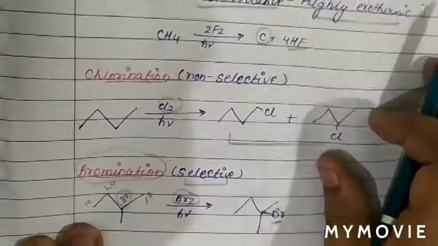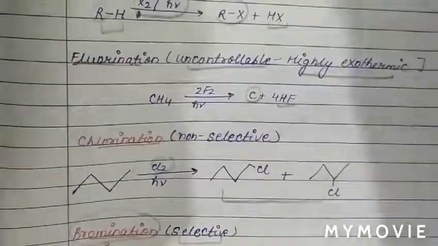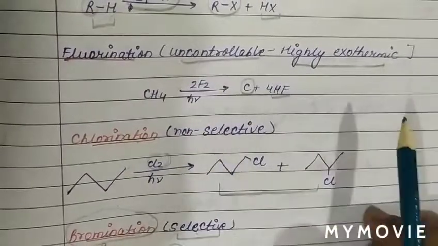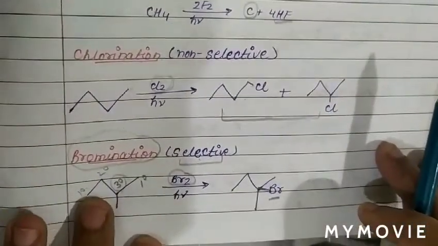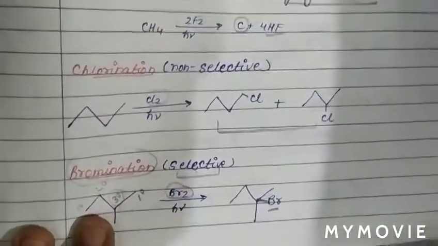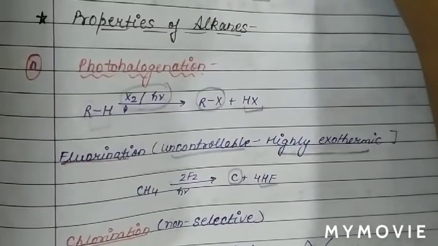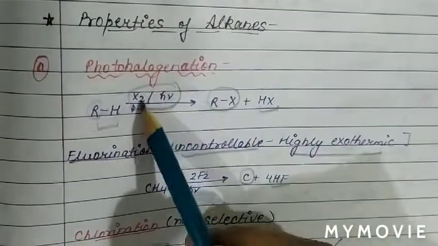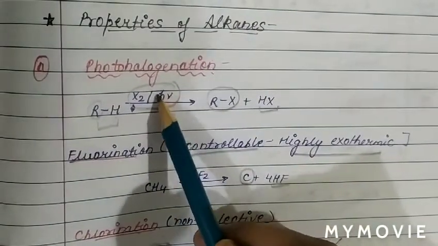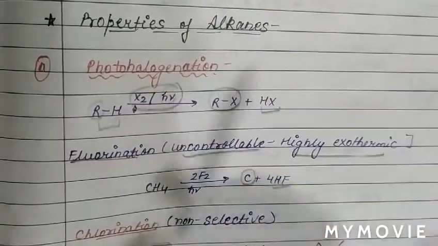So fluorination is uncontrollable, highly exothermic. Chlorination is non-selective, while bromination is selective. So this is the first chemical property of alkane, which is photohalogenation, the reaction of halogen in presence of sunlight. This we call the photohalogenation reaction.